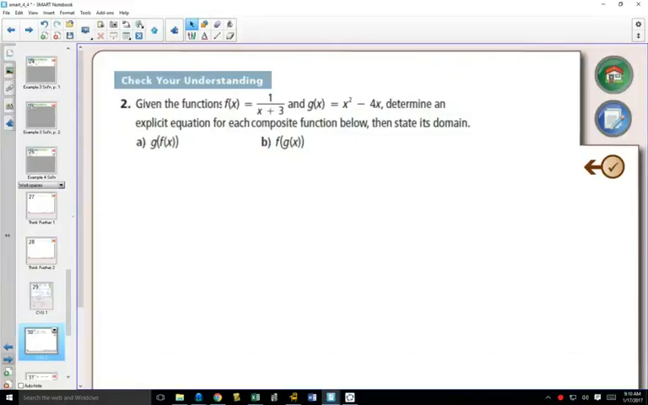So here we have two equations again. It says determine an explicit equation for each composite function below, then state its domain. So g of f of x. Well, f of x is 1 over x plus 3.